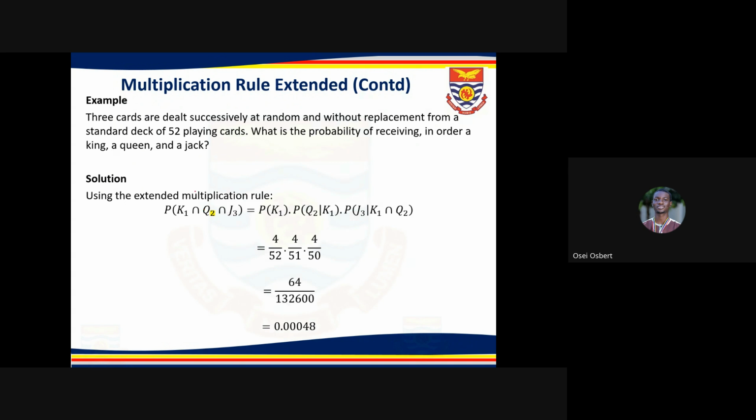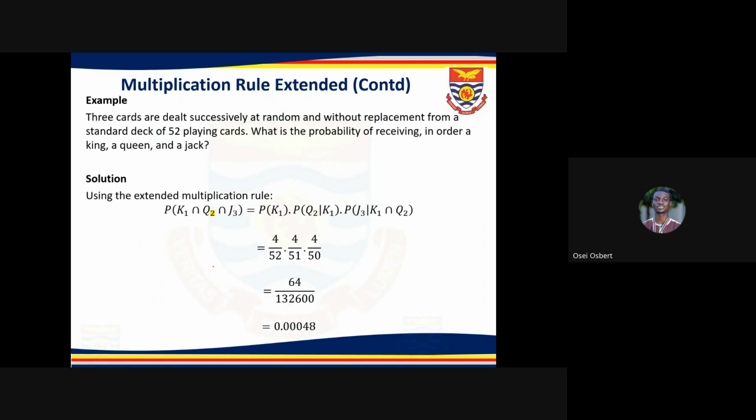So probability of K1, that is the first card being K, is 4 on 52 times the probability that we have a queen, given that K has already been drawn. That gives us 4 on 51 times probability of obtaining a jack, given that a queen and a king has already been drawn. That gives us 4 on 50. And by so doing, we have this formula there.